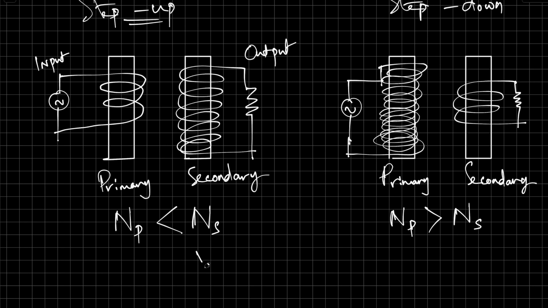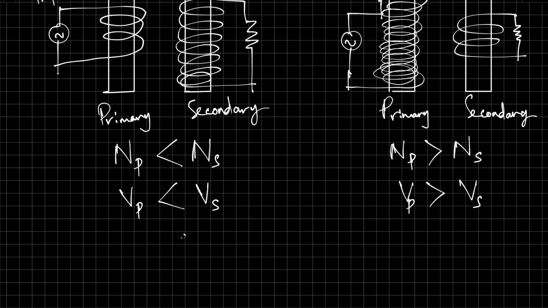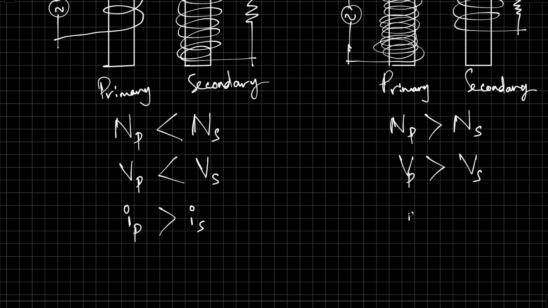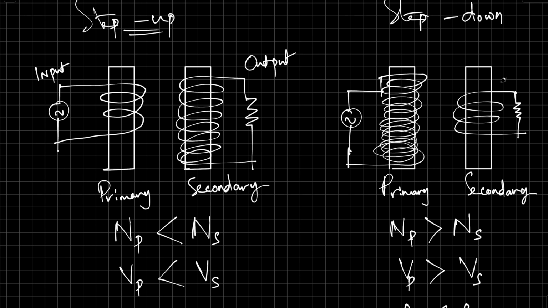What about voltage? Voltage in the secondary is greater than the voltage in the primary. It increases the voltage, right? Step up transformer increases the voltage. And for a step down transformer, voltage in the secondary is less than that in the primary. It decreases the voltage. What about the current? Current is inversely proportional. So current in the primary is greater than current in the secondary for a step-up transformer, and current in the primary is less than current in the secondary for a step-down transformer.